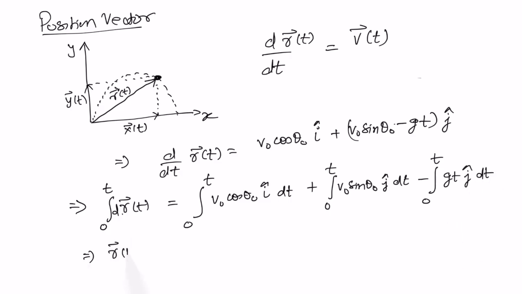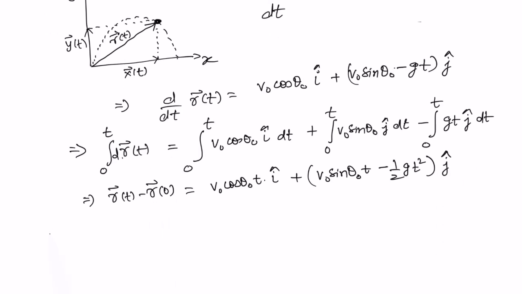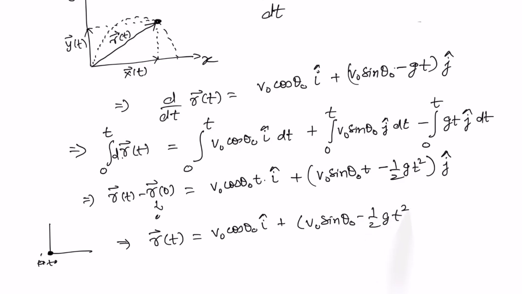Left hand side is r_t minus r_0, and this becomes v naught cos theta naught t i cap plus v naught sin theta naught t minus half g t squared j cap. What is r_0? The object was thrown from the origin at time t equal to 0, so the object is literally at the origin. So r_0 is basically a 0 vector, and hence r_t minus r_0 is nothing but r_t, which is v naught cos theta naught t i cap plus v naught sin theta naught t minus half g t square j cap.